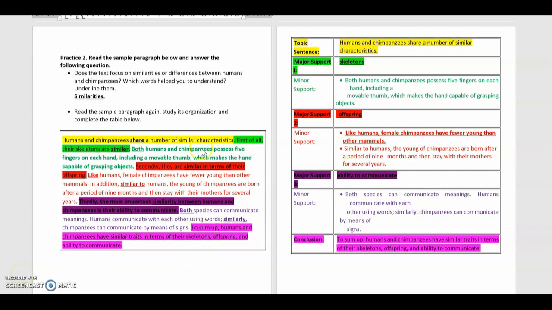To wrap up, we see 3 different similarities, and under them we see similar characteristics between humans and chimpanzees. We sum up the paragraph in the part highlighted in pink: to sum up, humans and chimpanzees have similar traits in terms of their skeletons, offspring, and ability to communicate. As you see, it gives us the similarities between these two species in a clear way at the end.